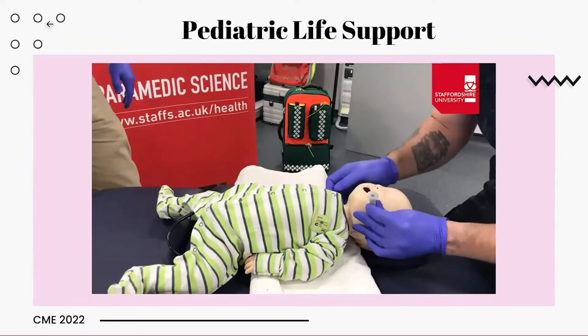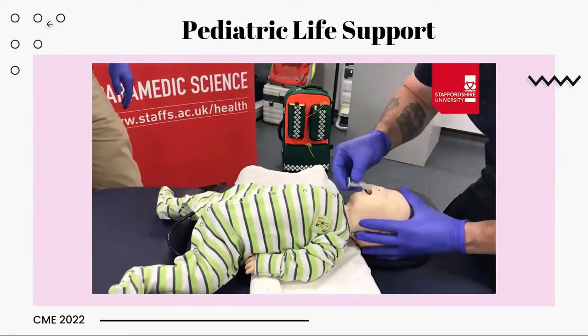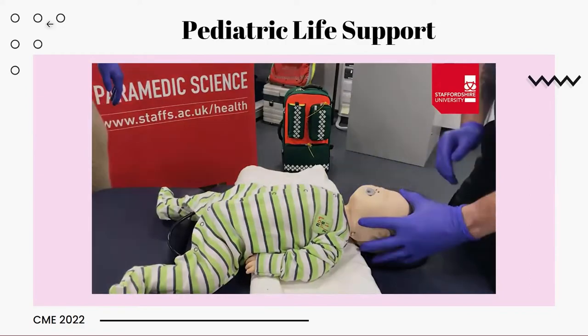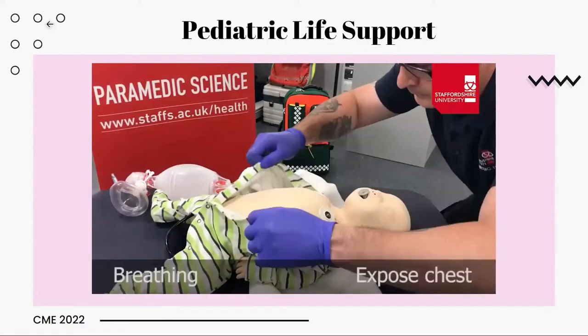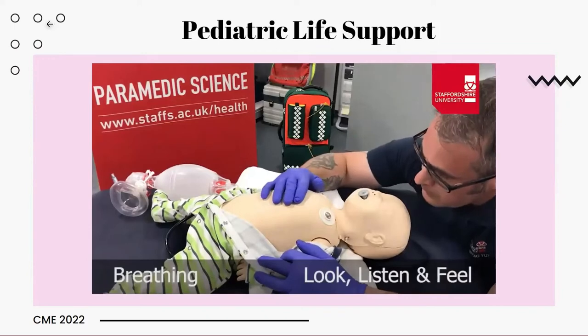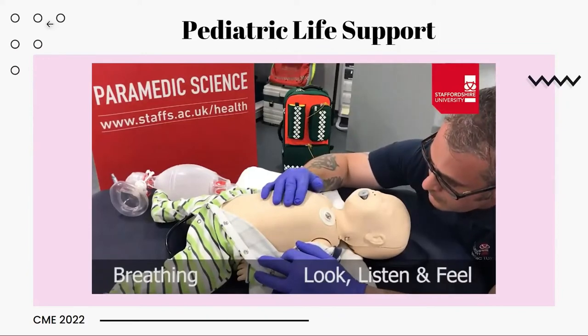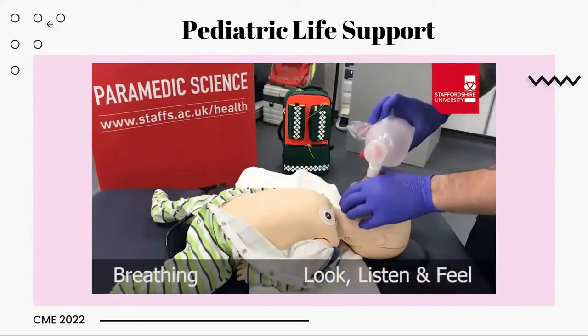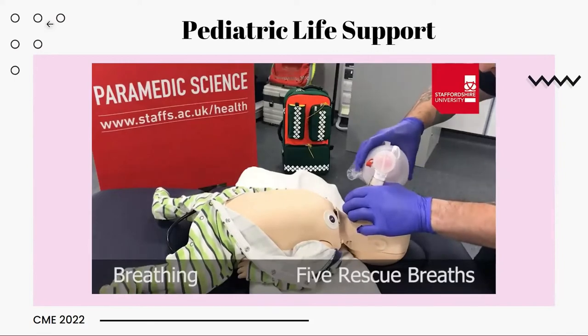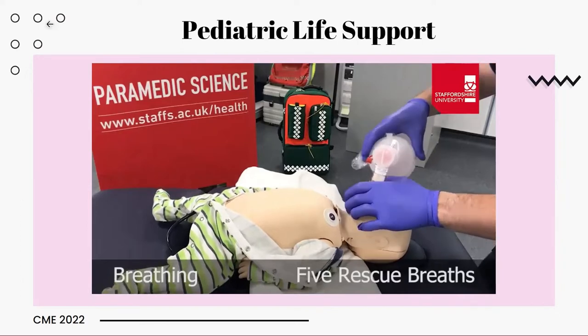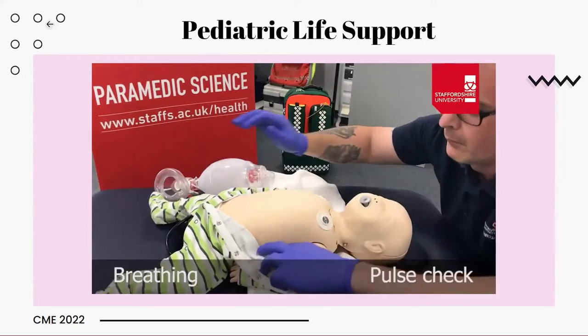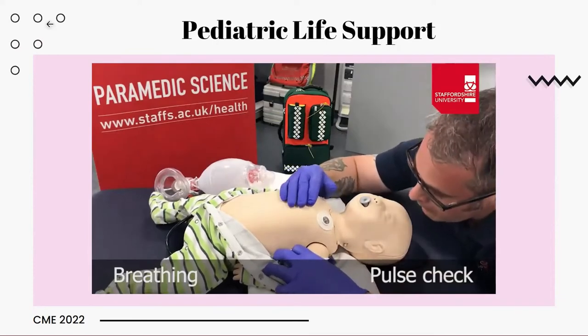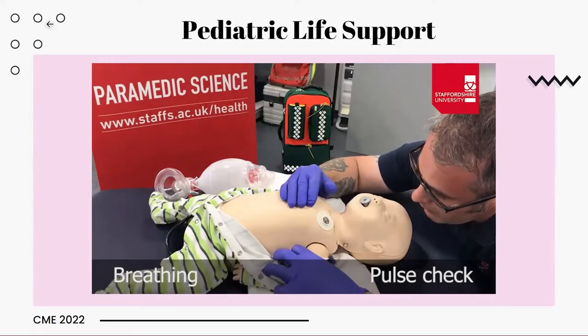We're then going to size up an OPA and insert it anatomically to maintain that airway. Next we need to expose the patient's chest and then look, listen and feel for breathing for up to 10 seconds. No more than 10 seconds.